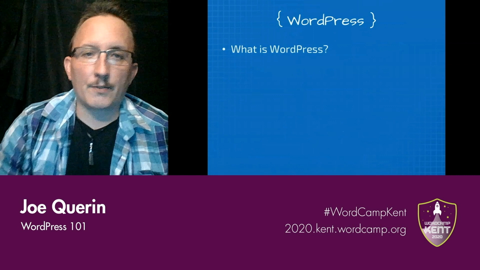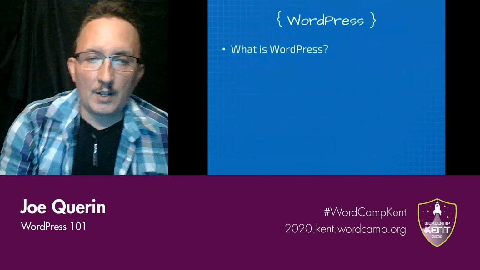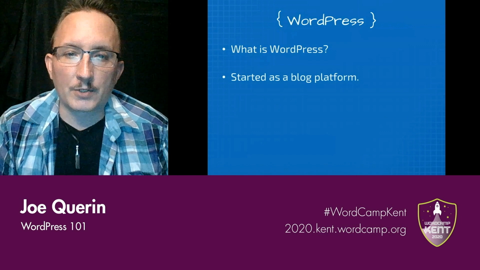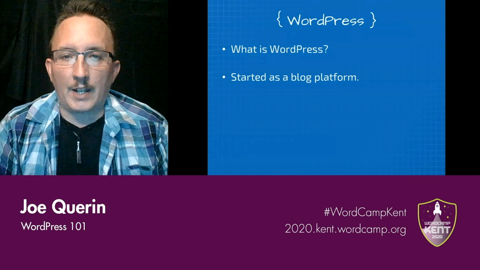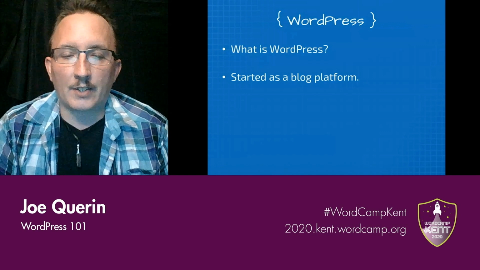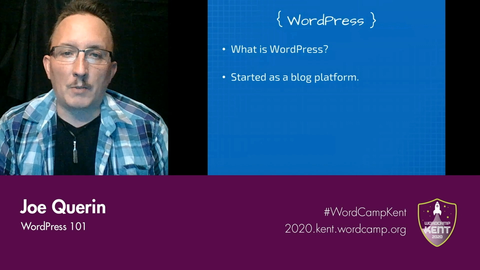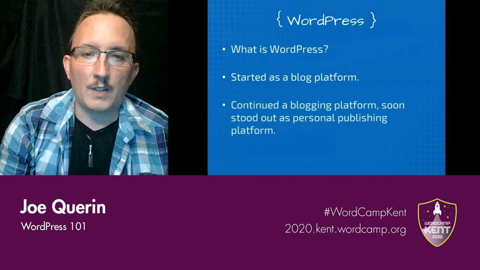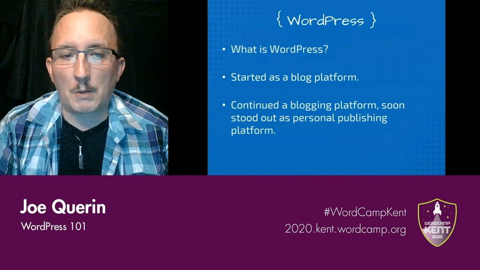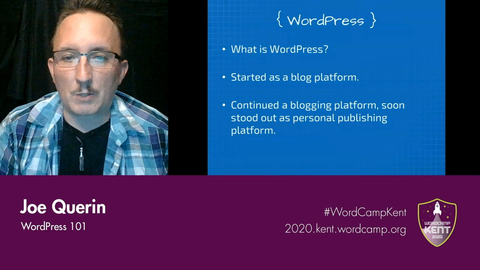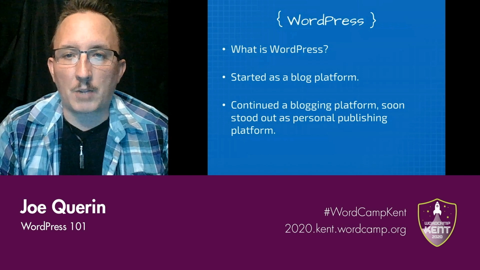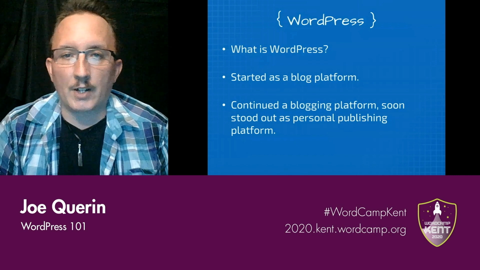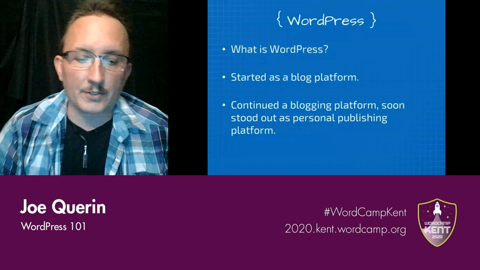So what is WordPress? WordPress actually started out as a blogging tool, as a blogging platform, way back in the day. And as people started to use it more and more, they found that it had more purposes than just as a blogging platform. They saw the potential to use it for other sites and other site content. And so it really stood out as a personal publishing platform. The mission statement of WordPress is to democratize publishing on the internet, and to give anyone the power to create a site and update their site rather easily.